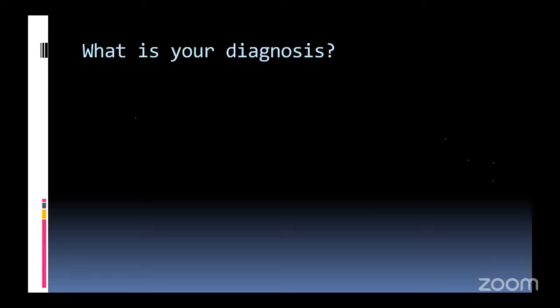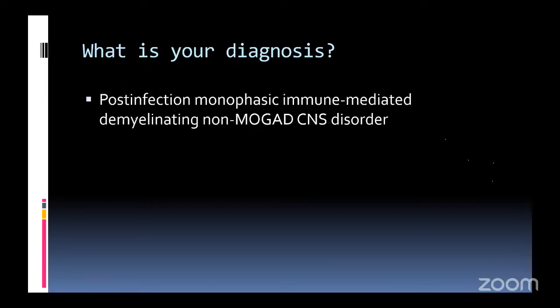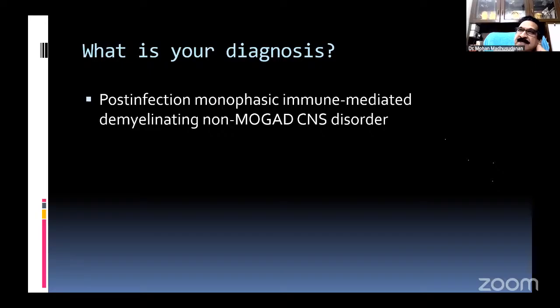Post-infectious ADEM. Yeah, it's post-infectious ADEM. MOG negative, but this entity is now called something mimicking strongly like MOGAD, but MOGAD negative. This is more common in children. They call it post-infection monophasic immune-mediated demyelinating non-MOGAD CNS disorder. That is the term they have given for it now. This can also occur in younger adults. We don't usually see it in adults, but it can occur in adults.